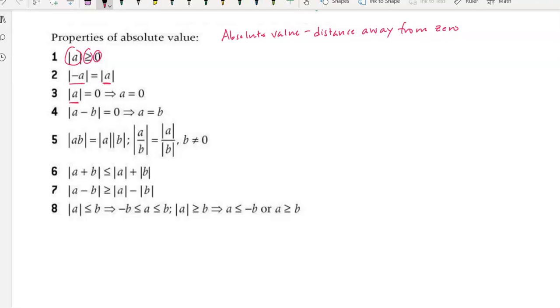Okay, so the distance of A equals 0. So therefore, it implies that A equals 0. That makes perfect sense. Okay, A minus B, the distance of that equals 0. So therefore, A equals B. Because when you subtract one distance from another and you end up in the same place, then they equal each other. Right? I think that's how it works.